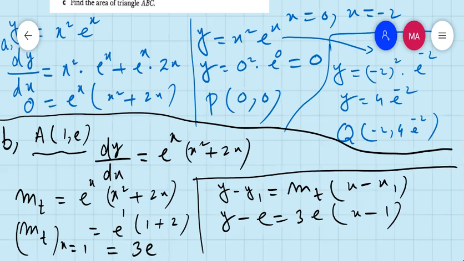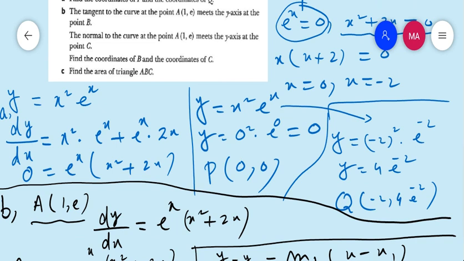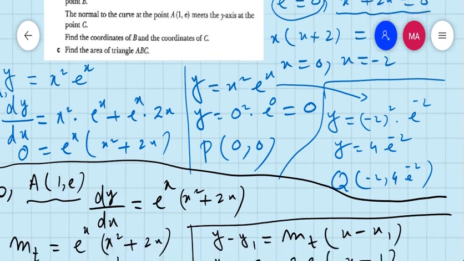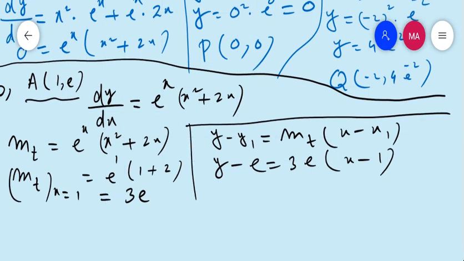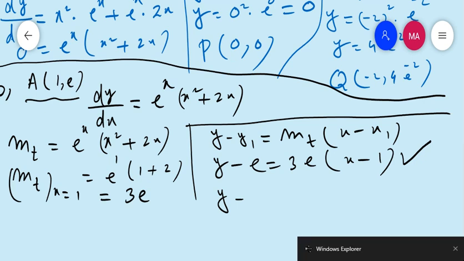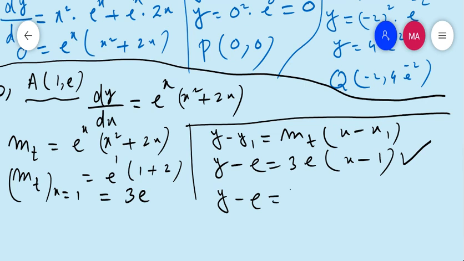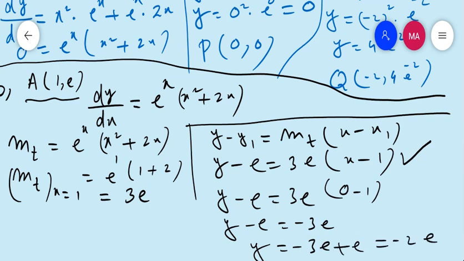Now see part B again. The tangent to the curve at the point (1, e) meets the y-axis. Meets the y-axis, and this is the tangent. If you see the word tangent or the words equation of tangent, both are the same. So this tangent meets the y-axis means we have to put x is 0. 0 minus 1. So y minus e is equal to 3e into minus 1, which is minus 3e. So y is equal to minus 3e plus e, which is equal to minus 2e.